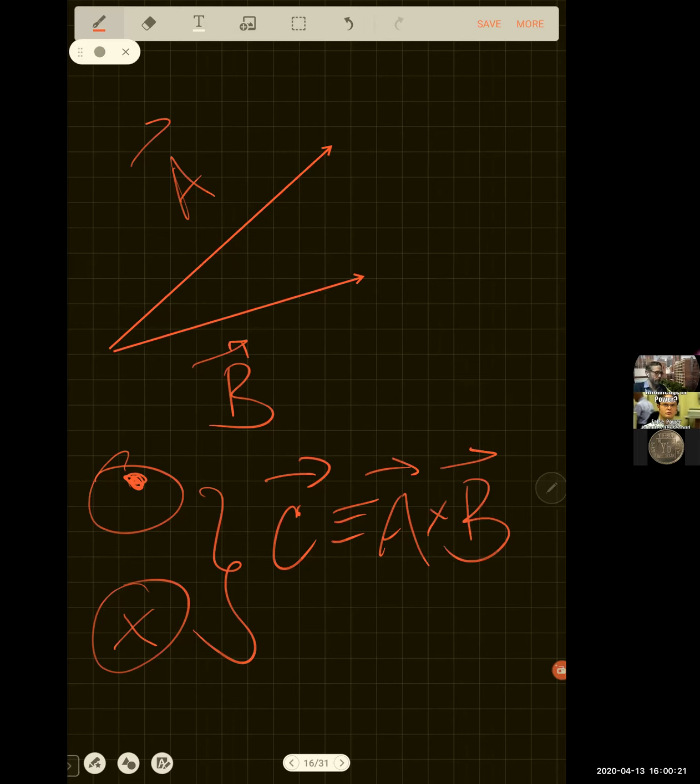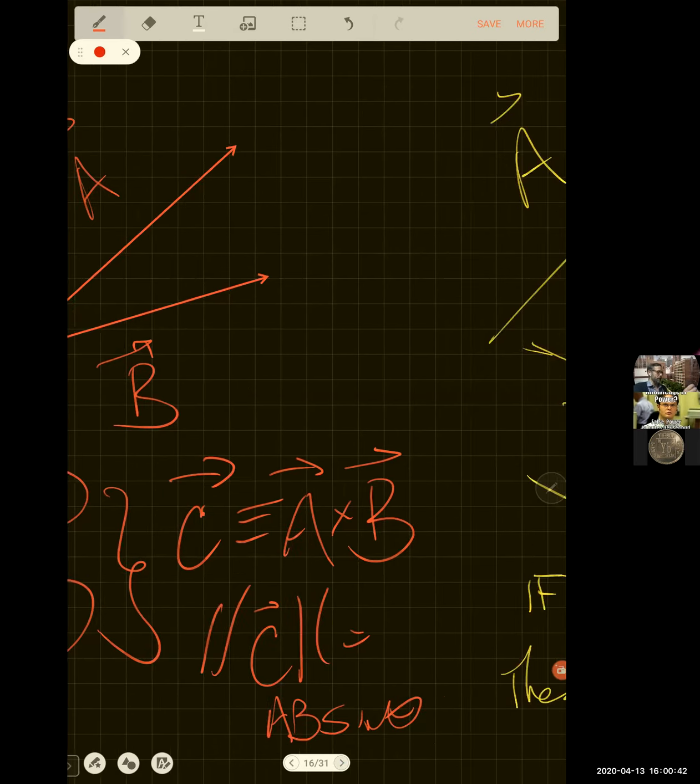Vector A cross with vector B will produce a vector C, whose magnitude is what you'd expect, AB sine theta, but it's a vector, so it has a direction as well. What direction does it point in? Well, it's either going to point out of the plane of A and B or into it. That's the question I have to answer right now.